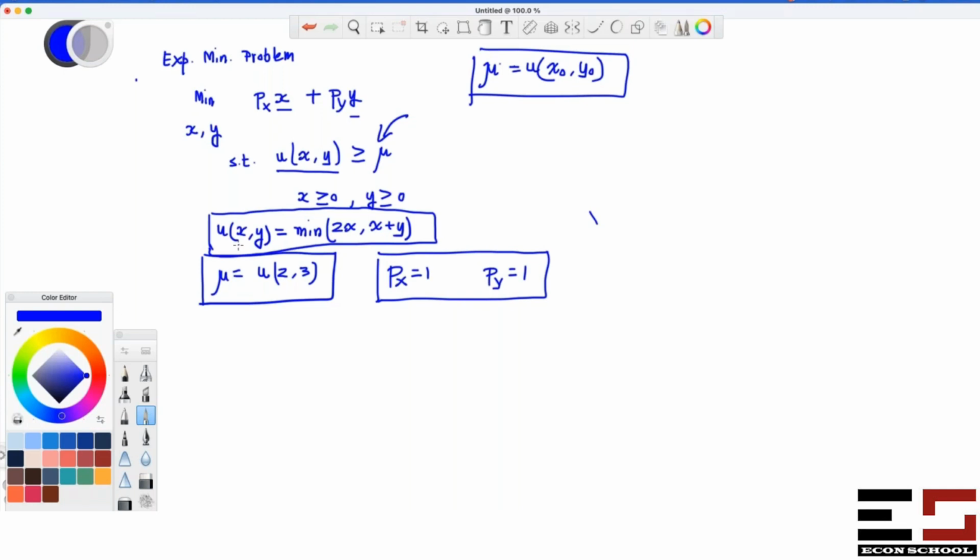Have you all understood this? The question is clear. The individual utility function is given by min(2x, x plus y). The target level of satisfaction is whatever satisfaction level you get from consuming the bundle 2, 3. The price of x is 1, the price of y is 1, and you want to find the Hicksian demand. Do it. And if there are multiple Hicksian demands, that's also possible, that there are multiple solutions to this problem. Specify the entire set of solutions.